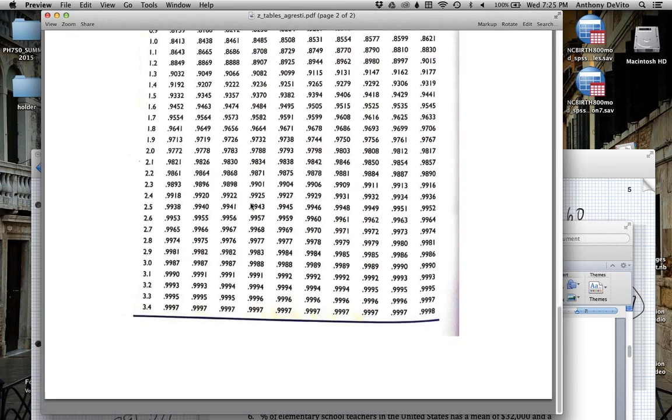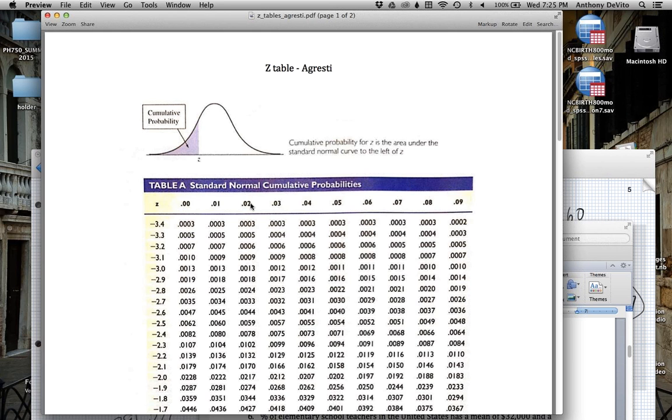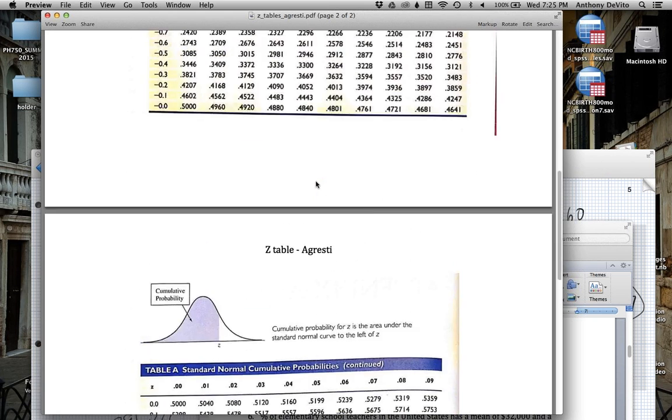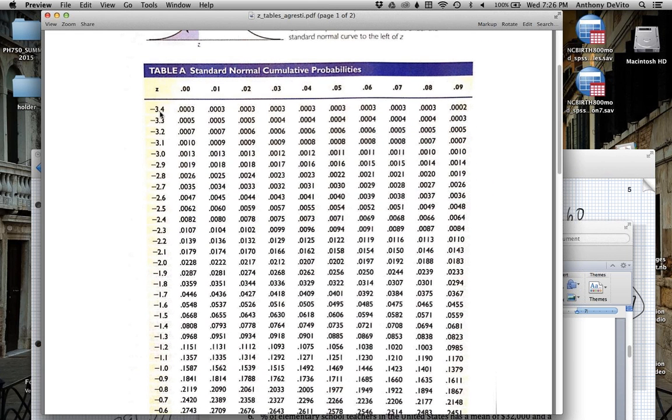This one is from a textbook we use occasionally called Agresti's. I think it's statistical, interpreting data, statistical data, or something like that. I forget the exact title of the book, but the author's name is Agresti. So I'm looking at this, and I see a column here. It's kind of yellowed out a little bit, called Z. So that's the z-score here.